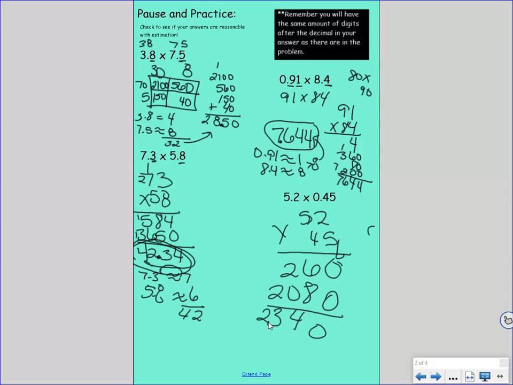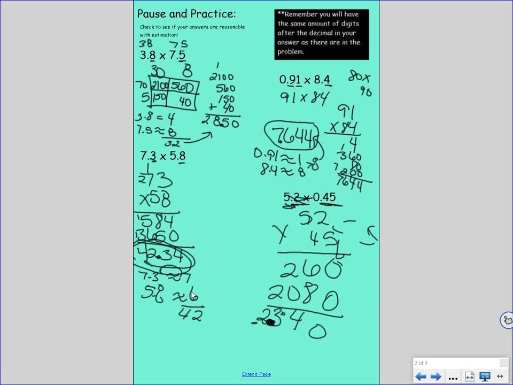And I see that there are 3 digits after my decimal. I can't see where my cursor is. There it is. So my decimal should go right there, because up here there's 1 digit after the decimal. This is getting bad. And 2 digits after the decimal here. So altogether, we should have 3 digits after the decimal.